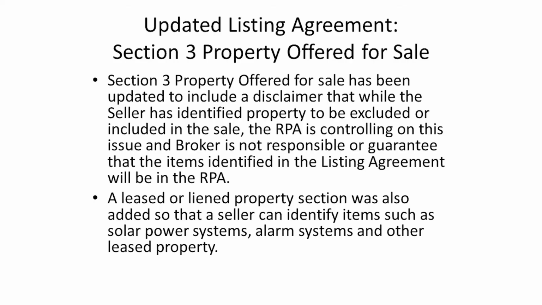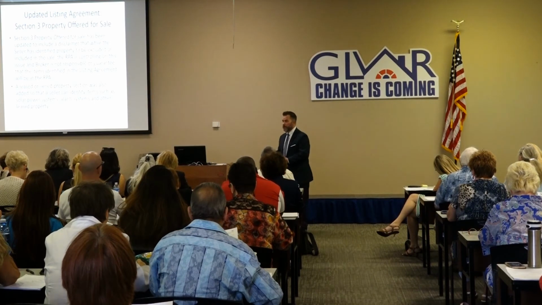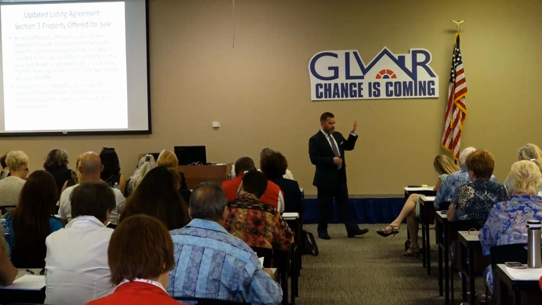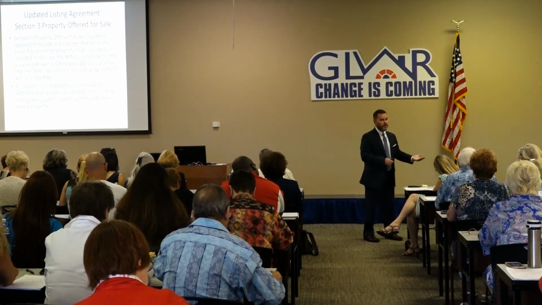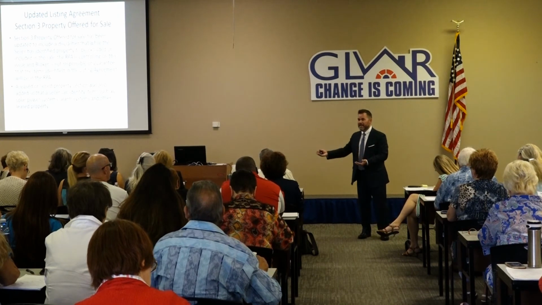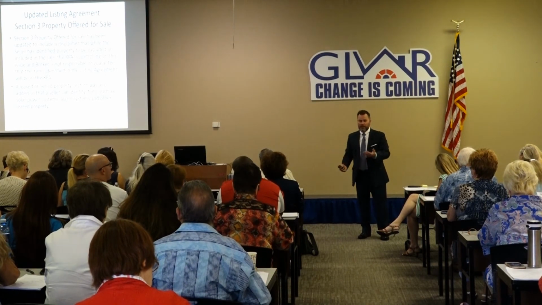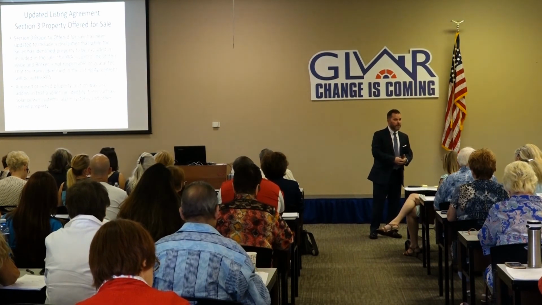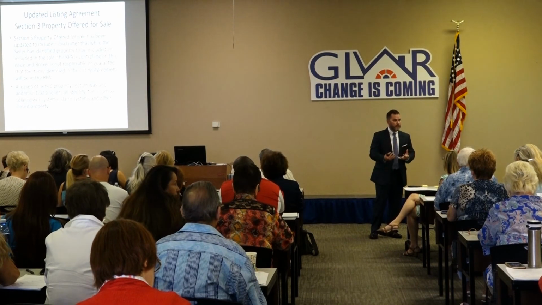So, Section 3, property offered for sale, the personal property. This section was updated to explain to the seller that when it comes to the sale of personal property, the listing agreement is not controlling. It is the residential purchase agreement, okay? And so the RPA is controlling. So if the seller says, I want to sell these 17 things, and lists them on the listing agreement, but only 15 of them get in the RPA, we're telling him in the listing agreement that the broker's not responsible for that. The RPA is the place that you need to address it.